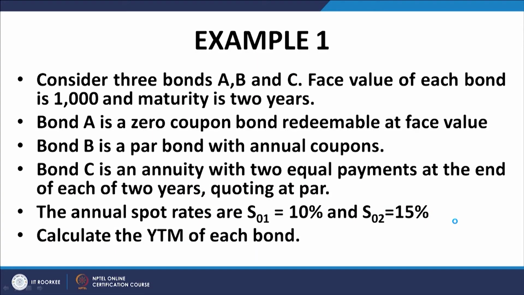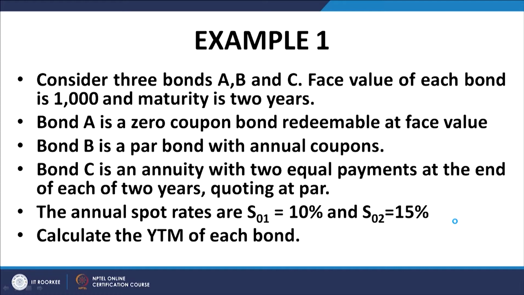Let us take an example to illustrate what we have discussed just now. We have 3 bonds A, B and C. Face value of each bond is 1000. Bond A is a 0 coupon bond that redeems at face value, that is, it is trading at a discount and it is going to be redeemed at 1000 rupees at the end of 2 years. Bond B is a par bond. Par bond means it is quoting at its face value. A par bond is a bond which is quoting in the market at face value.